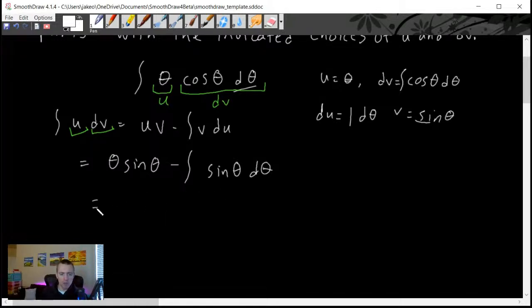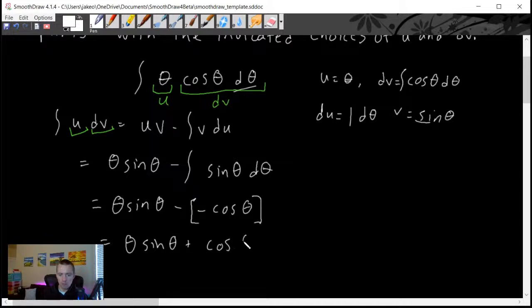So now to actually figure out what this is equal to, this theta times sine theta is just going to remain out here, and then we just have to integrate sine theta. Well, the integral of sine theta is negative cosine theta. And keep in mind, we did still have this minus sign out here. So now this minus sign is going to cancel with that minus sign. And we're just going to get theta sine theta plus cosine theta.